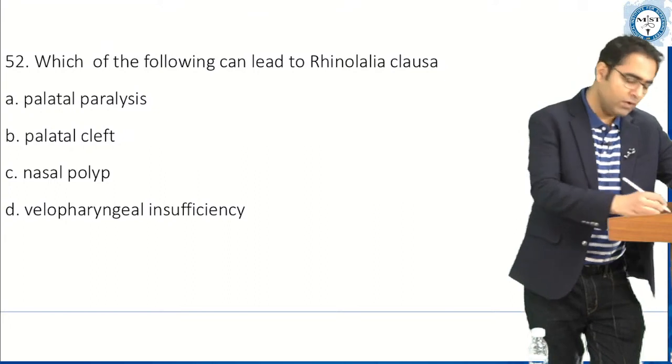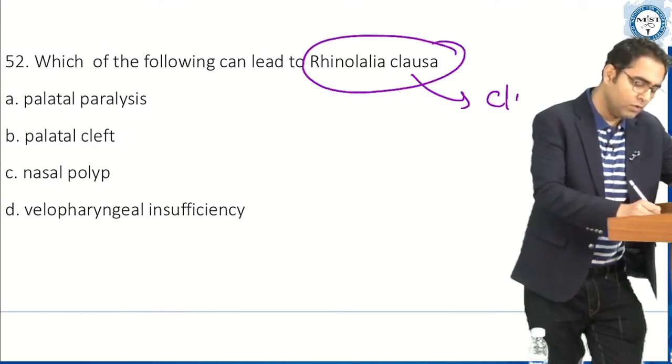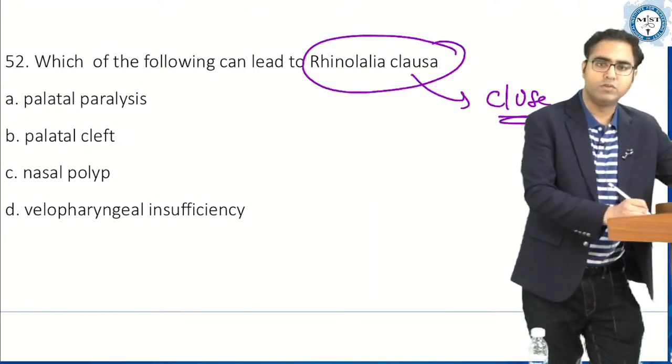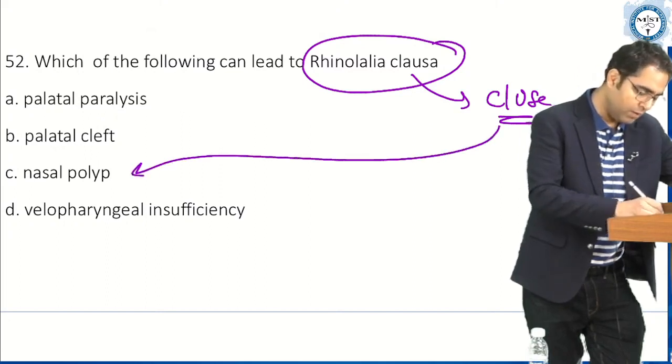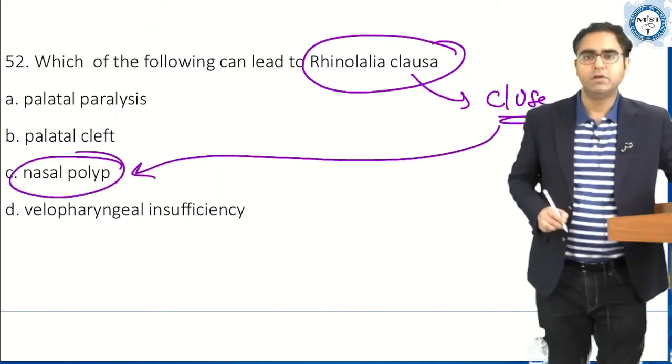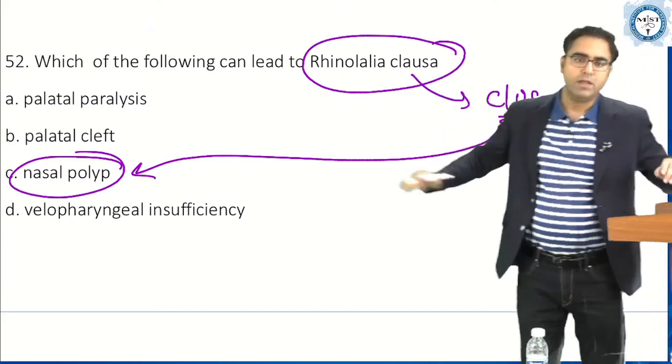Which of the following can lead to rhinolalia clausa? Clausa means closed. The nose is closed, beta. Of course, it will be nasal polyp, beta. Polyp. Rhinolalia clausa, nose closed, polyp. Palate.